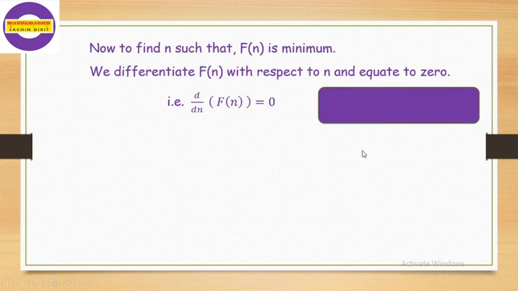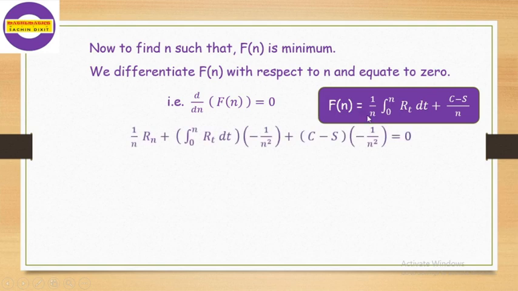But what is the value of Fn here? Fn is 1 upon n integral from 0 to n RT dt plus C minus S divided by n. Now find its derivative with respect to n. Remaining all terms are constants. We have to find the derivative with respect to n. The first term is 1 upon n integral 0 to n RT dt. There are two terms of n. One is 1 upon n, the other is integral from 0 to n RT dt.